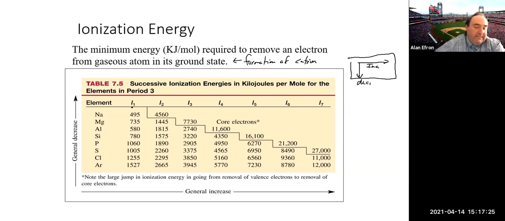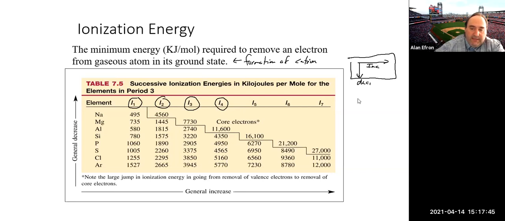When you look at ionization energy tables such as this, you'll see the first ionization energy, second ionization energy, third ionization energy, fourth ionization energy, and so forth. What do those numbers represent? Those numbers represent the energy required to remove each of those electrons, one at a time.